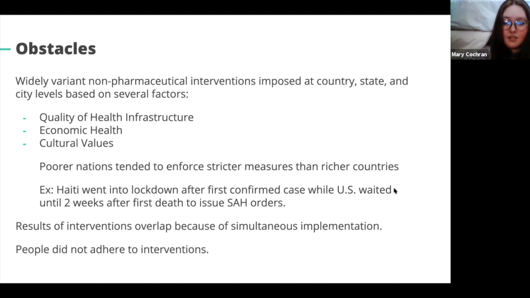Given that many of these interventions were implemented at the same time, another obstacle in measuring impact is that the results of their effectiveness overlap, making it difficult to ascertain the effectiveness of any one specific intervention.